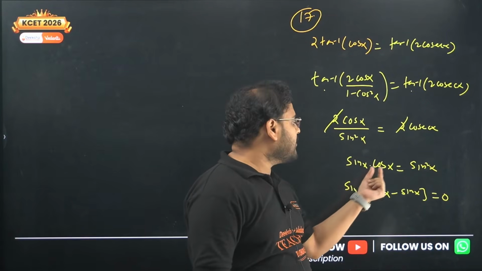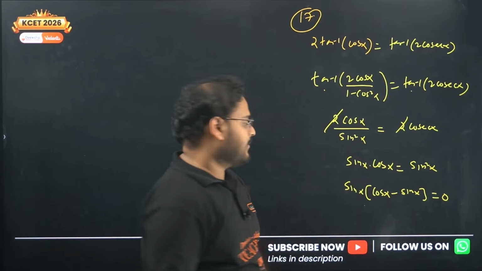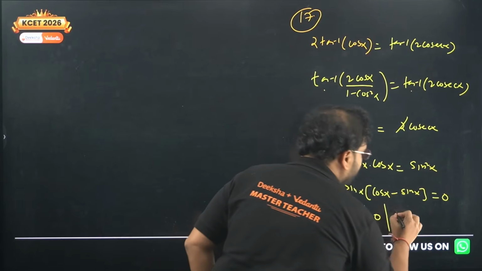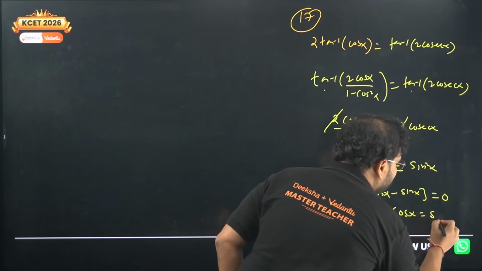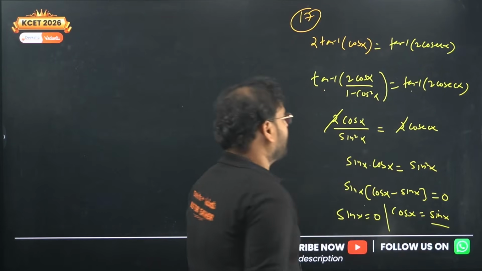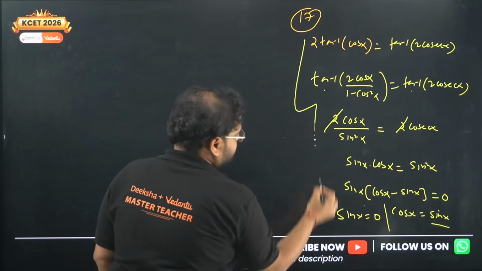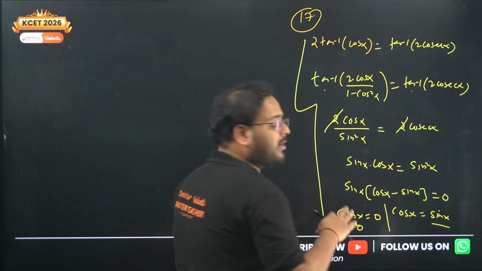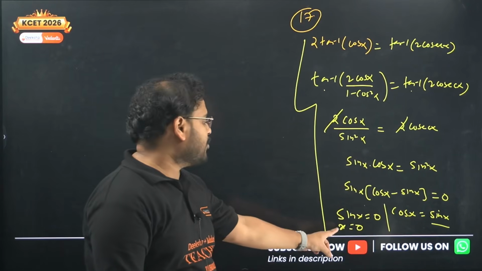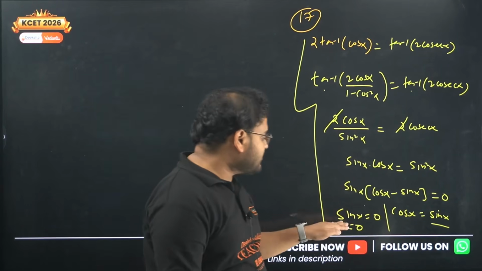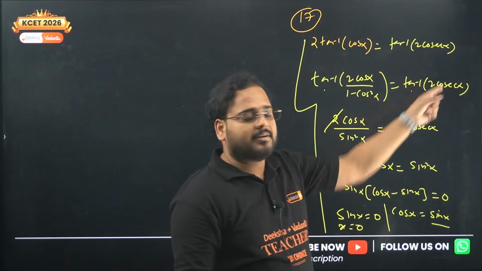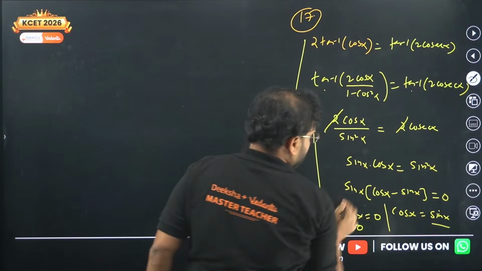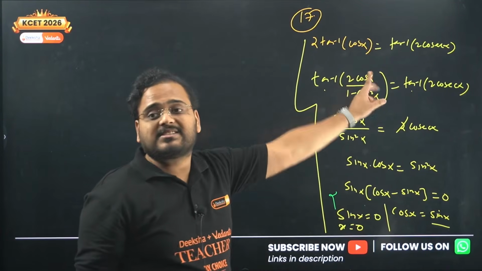If I take sin common, cos minus sin will be left. From here I'm getting sin x as 0, and from here I'm getting cos x equals sin x. Sin x 0 means x is 0 or multiples of pi. But if you take x as 0, cosec will become undefined. So this is not possible, because if you take x as 0, cosec of x is undefined.